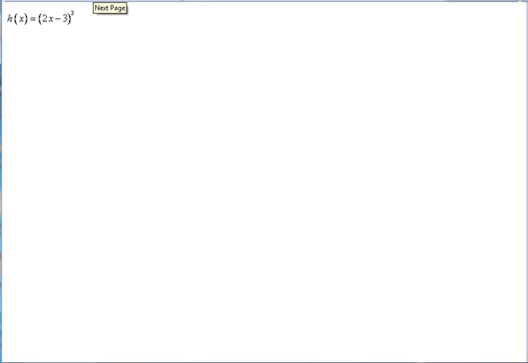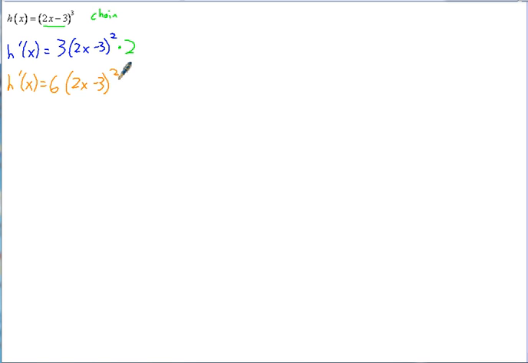Take over the next example here. On this one, you take the derivative, you can see we have a function inside, so we have to use the chain rule. So h prime of x, using the power on the outside, would be 3 times 2x minus 3 squared. But the chain rule says we have to multiply by the derivative inside, which is 2. And I'm going to pull the 2 out in front with the 3, so we get h prime of x equals 6 times 2x minus 3 squared.